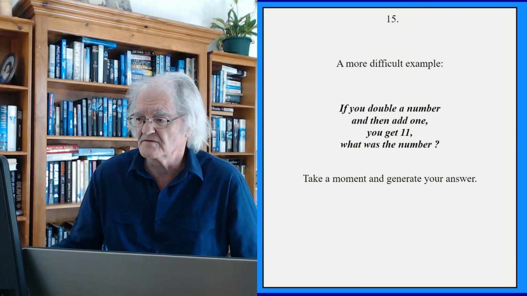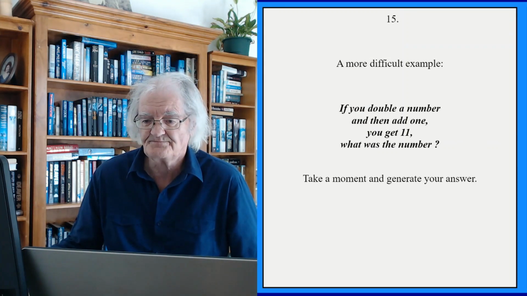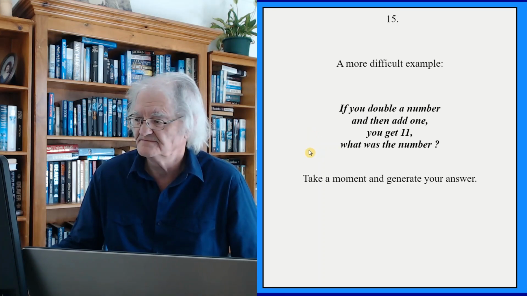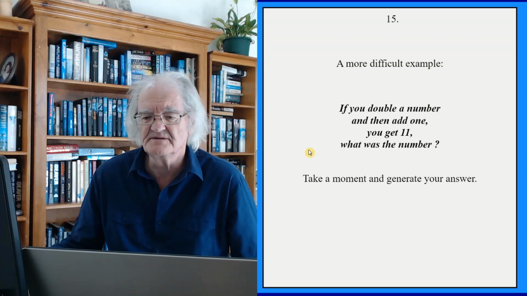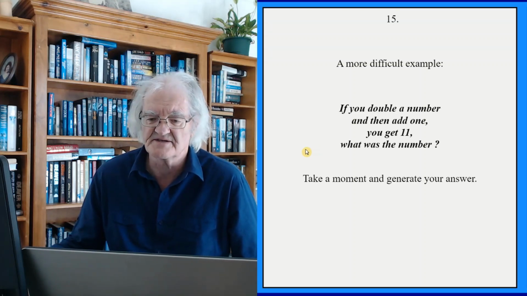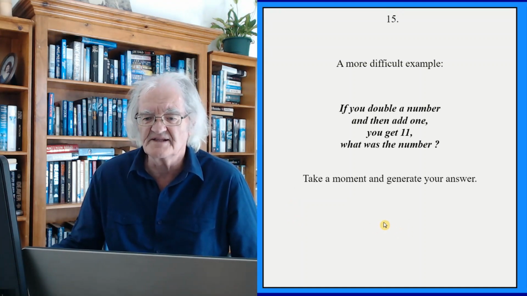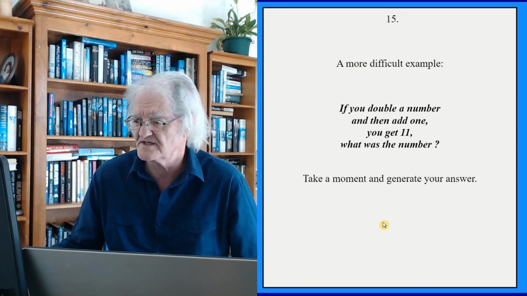A more difficult example. If you double a number and then add 1, you get 11. What was the number? Now take a moment and generate your answer. This question is not intended to be difficult. Remember, we're identifying processing steps.